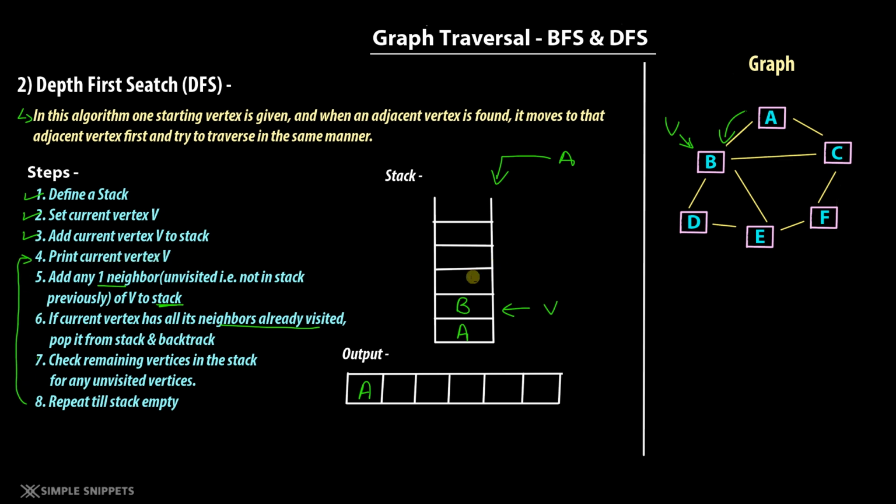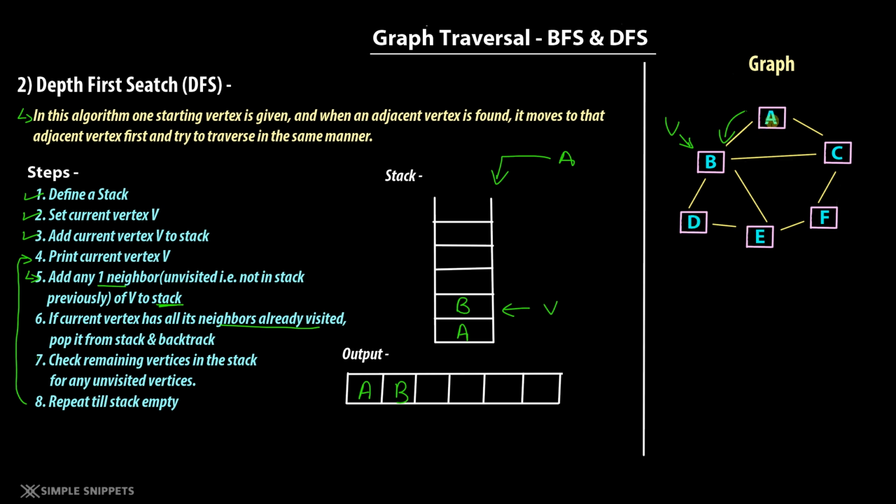So we have to again print the current vertex. The current vertex now is B. So we'll print B and move to step 5. In step 5 we have to again select one particular neighbor of B. So it can be anything, okay? It can be E, it can be D, and it can be C. B has currently 4 neighbors. The 4 neighbors are A, C, E and D.